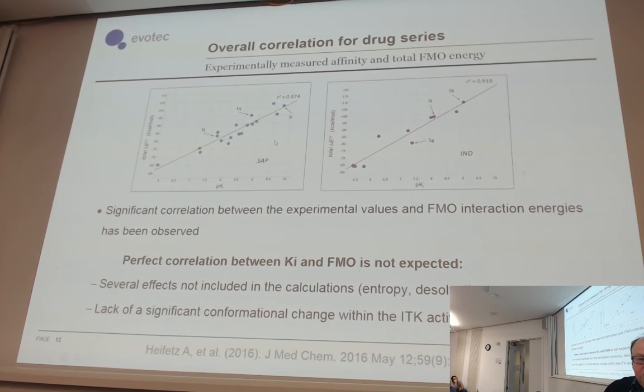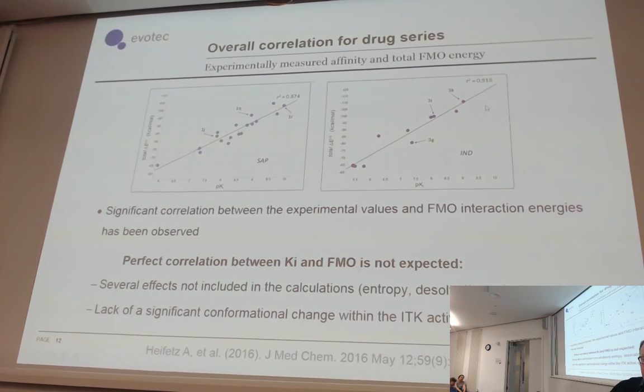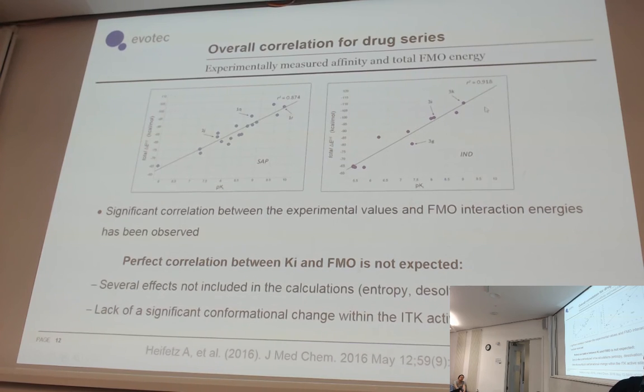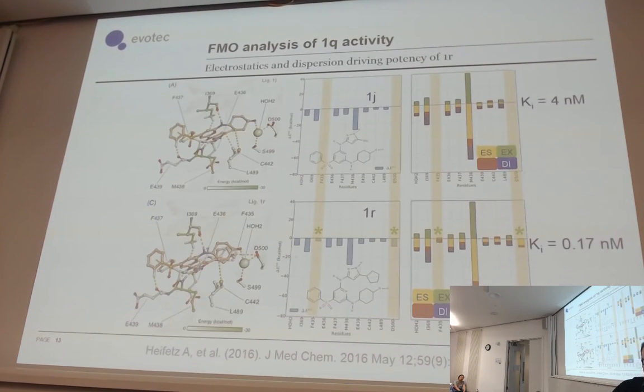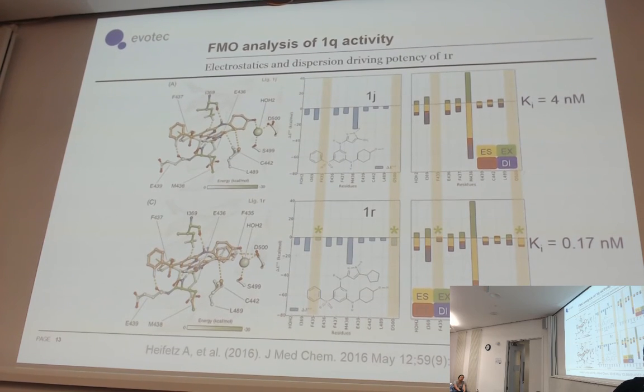But just to show that FMO does work if you want to predict affinity, this was in the project when we used this, and you can see from 2 series of compounds. We worked on 3 series actually. This is for 2 series. You can see here quite strong correlation between the binding energy and measured potencies.